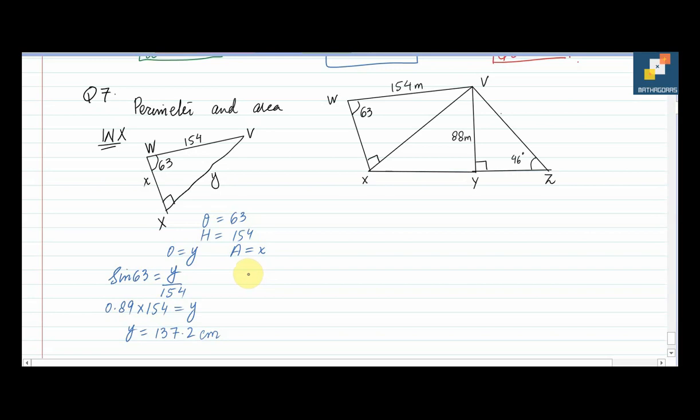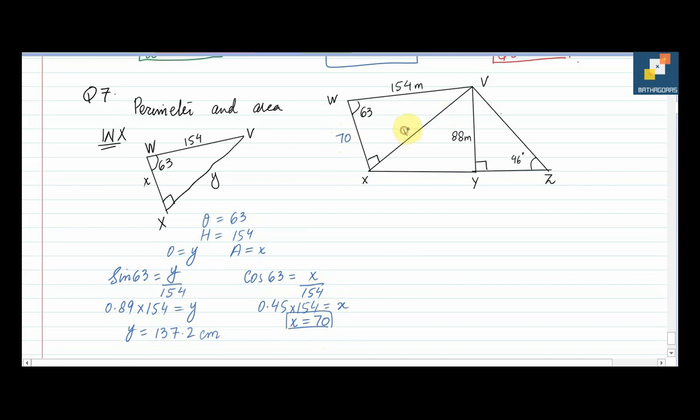A and h comes in cos, so cos 63 is equal to adjacent divided by hypotenuse. Now cos 63 is 0.45, times 154 is equal to x. So 0.45 times 154 is 69.9. So I am going to take 70 after rounding off, right? So in my main diagram, I am going to write the value 70.